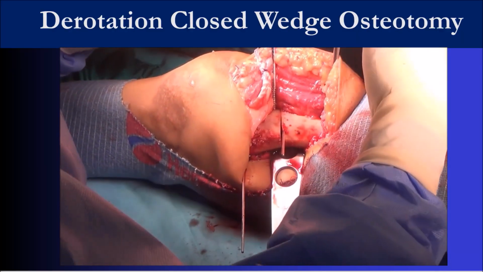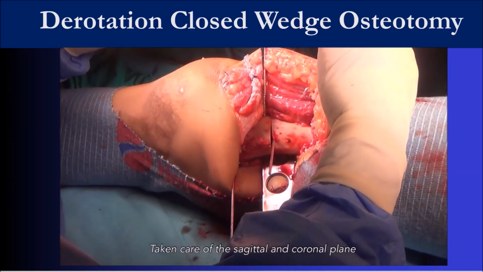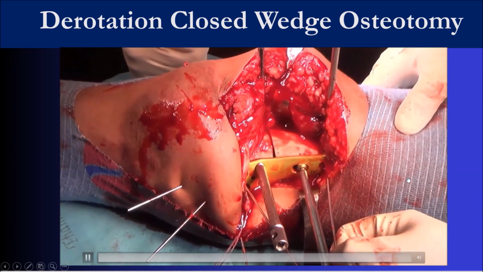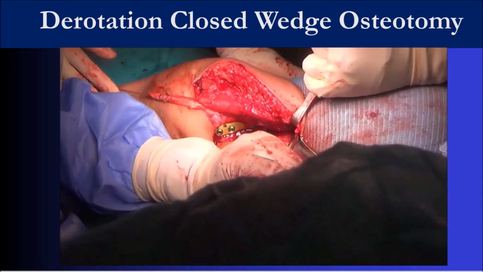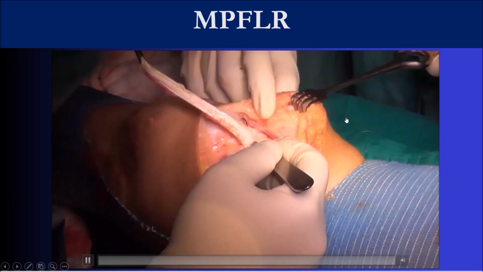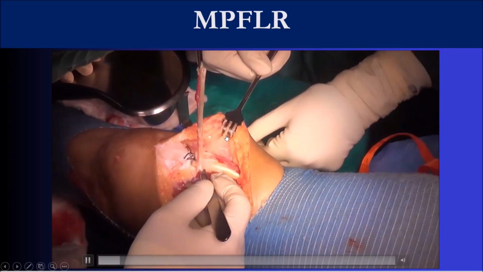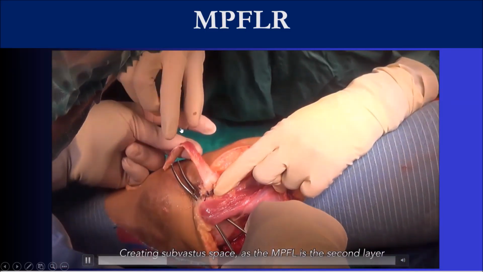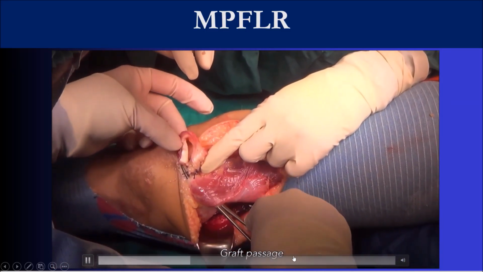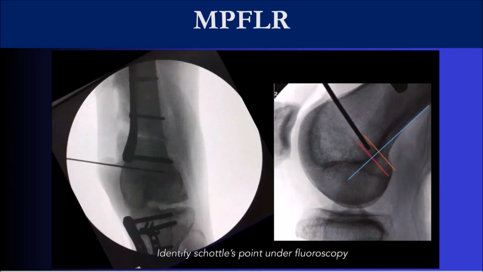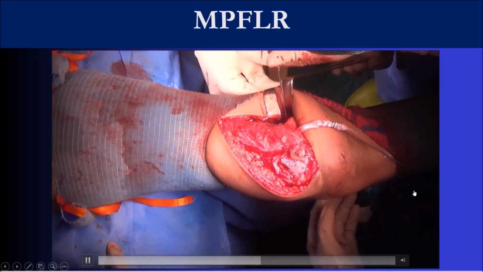And then we rotate. At the same time, we change the valgus, okay? So this is the two-plane correction, coronal and rotational correction, okay? So that is after the derotation osteotomy, okay? And after that, we do MPFL reconstruction, yeah? So using the quadriceps, this is rectus femoris, okay? Do it very gentle and go underneath the vastus medialis, right? Fix it at the shuttle point, check the stability, okay? Fix it this way, okay?